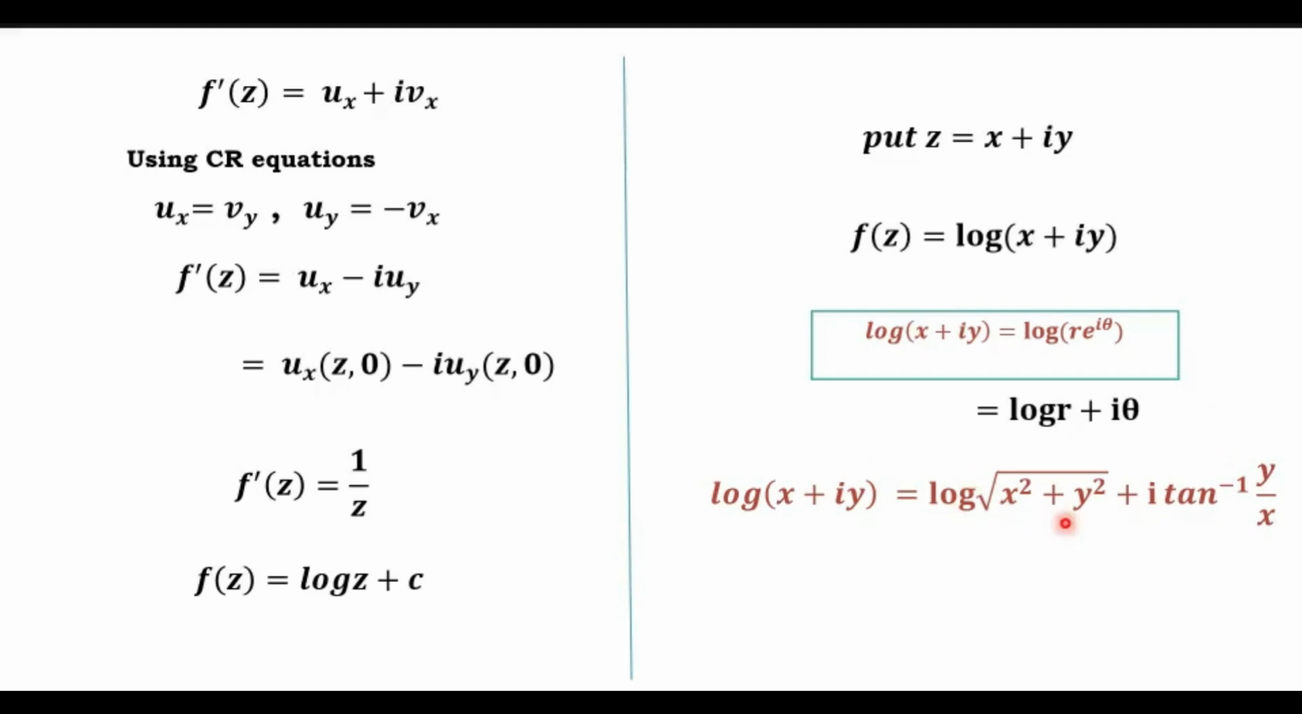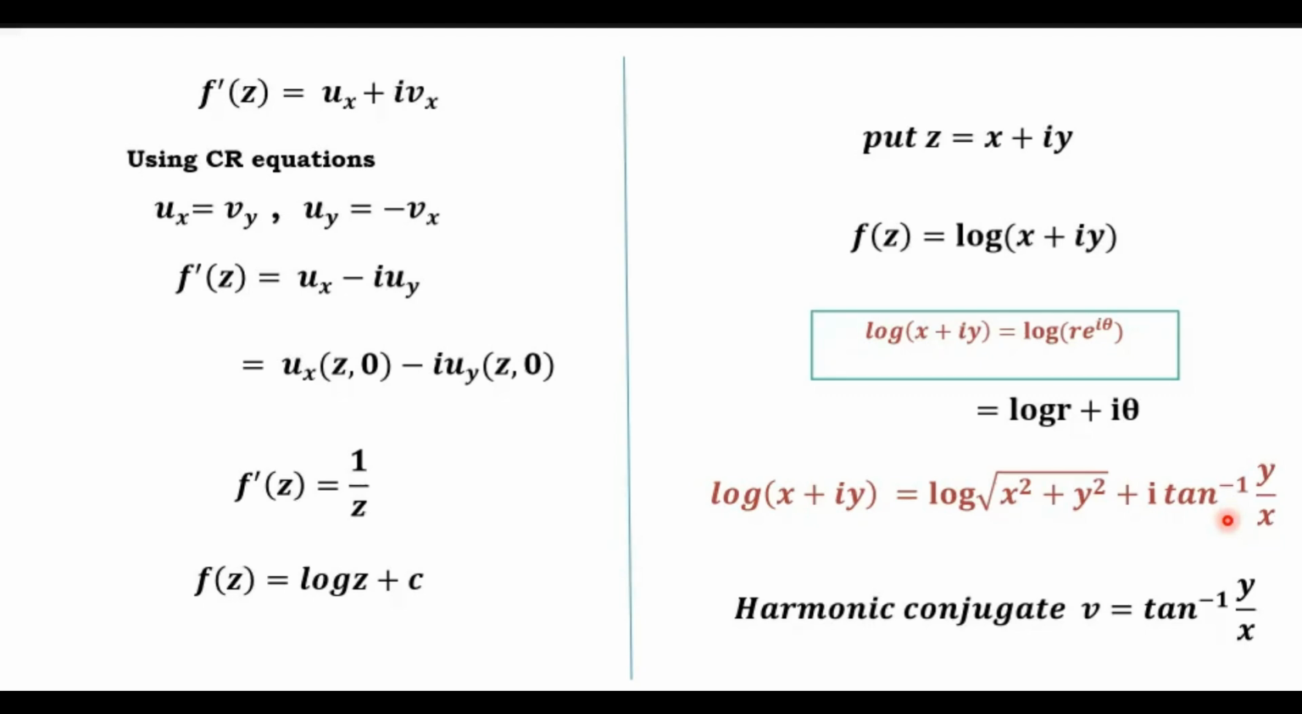So now what was the given problem? ना हमारा u क्या दिया था question में? It was half log x square plus y square, है ना? So this is a function u given to us. So the harmonic conjugate will be the v part, that is equal to tan inverse of y by x.